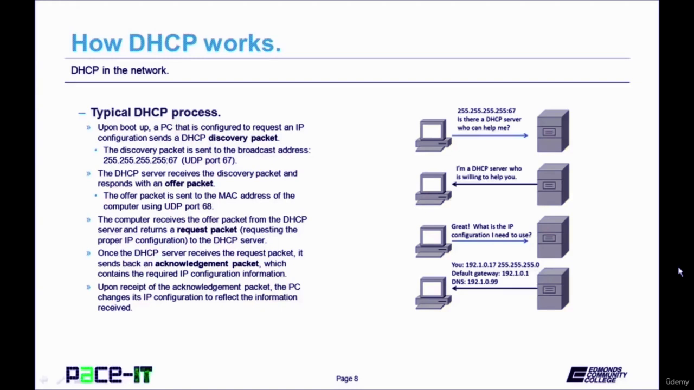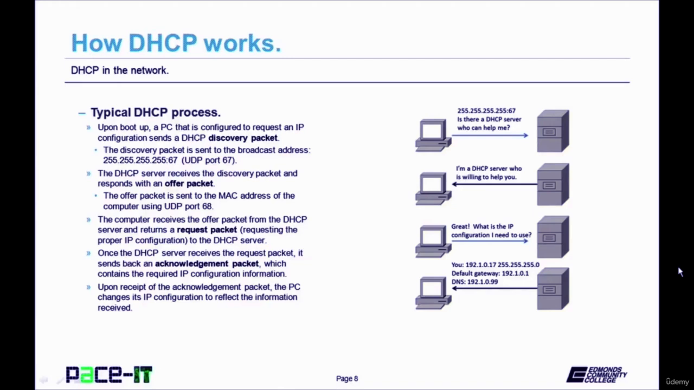When the DHCP server receives the discovery packet, it responds with an offer packet, basically saying, hey, I'm here to help. Now the offer packet is sent back to the MAC address of the computer requesting help, and it's sent on port 68. Once the computer receives that offer packet from the DHCP server, if it's going to use that DHCP server, it returns a request packet.